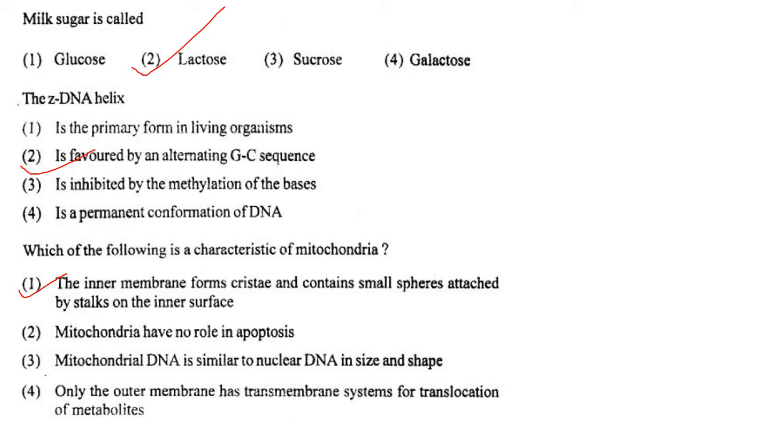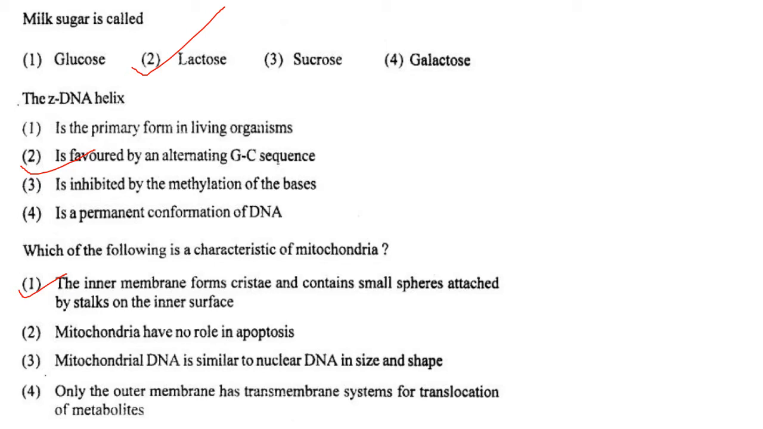Next one, the Z-DNA helix is option 1 the primary form in living organisms, 2 is favored by an alternating GC sequence, 3 is inhibited by the methylation of the bases, and 4 is a permanent conformation of DNA. Answer is option 2, is favored by an alternating GC sequence.